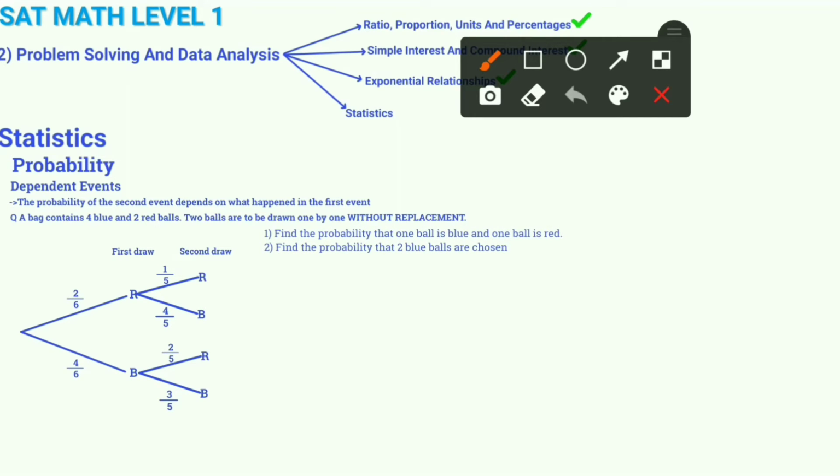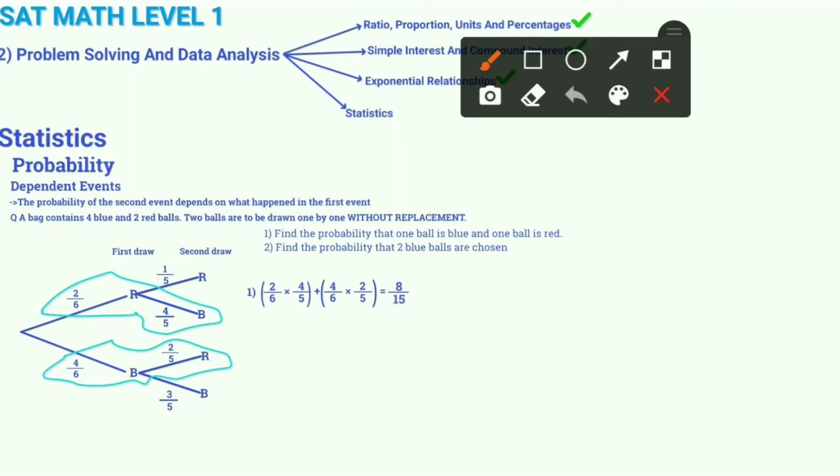Part 1. Find the probability that one ball is blue and one ball is red. And part 2. Find the probability that 2 blue balls are chosen. We're starting with part 1. Okay, there are 2 possibilities. We added them up and got 8 upon 15.